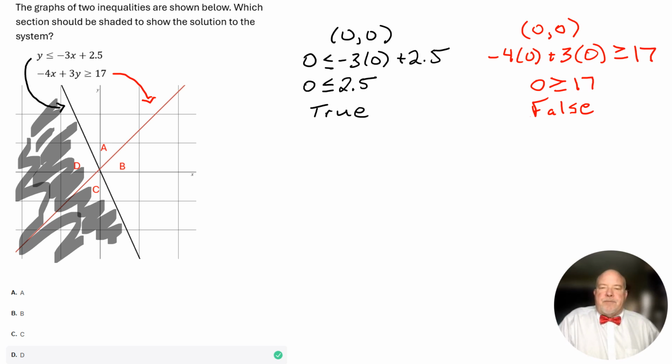And so let me point this out. I tested this point 0, 0. That's on this side of the red line. It didn't work. It wasn't a solution. So that means the solutions are on the other side. So that's this side. And so that means my solutions are going to be in this section here. This is where they're both shaded. So you're looking for where the shading overlaps. And it overlaps in this section above the red line and below the black line. And so that means my solution is D. D is the section that should be shaded.